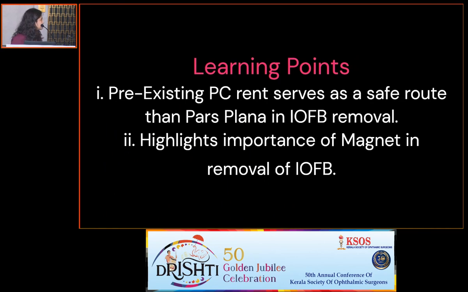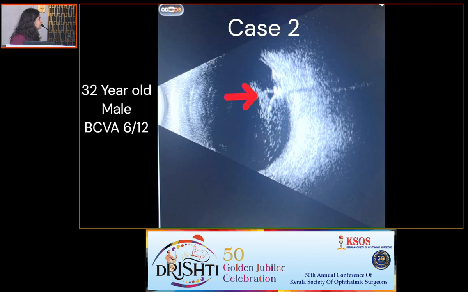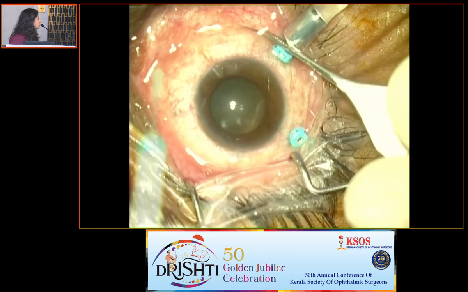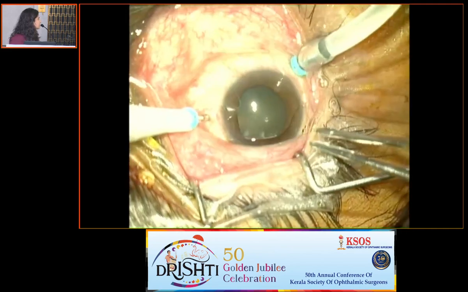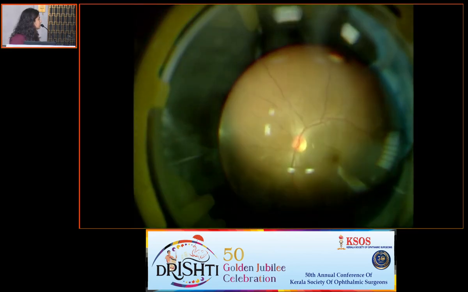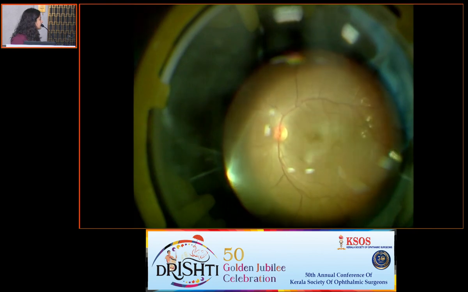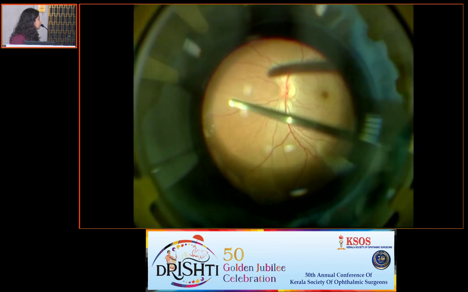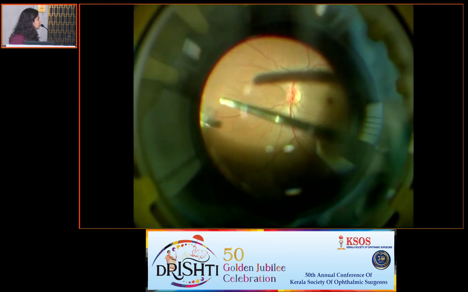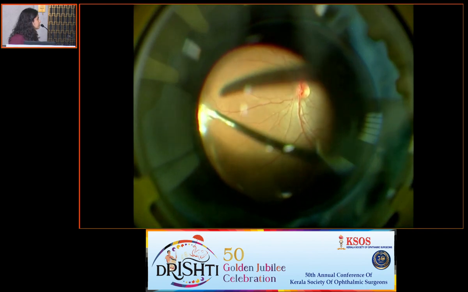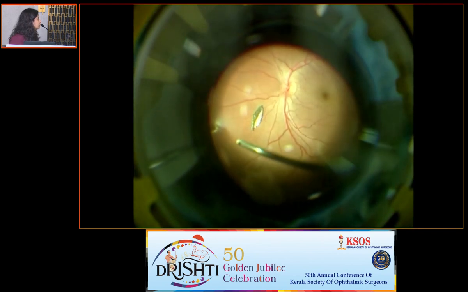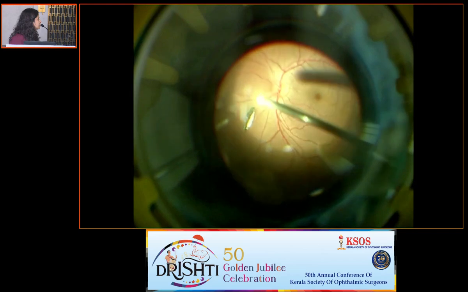Our second case is a case of a 32-year-old male patient with a history of penetrating scleral wound repaired 1 month back. Intraocular foreign body was missed during the primary surgery. The patient presented with vitritis and repeat B scan revealed an IOFB. He had a vision of 6/12. Vitrectomy revealed an intraocular foreign body.